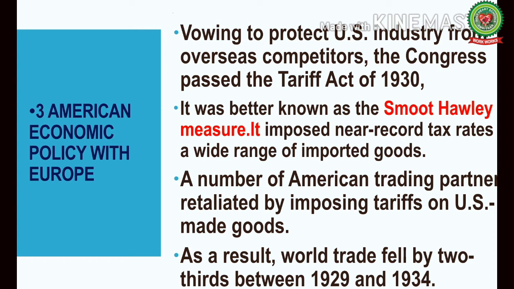There were many US investors who had business partners in other parts of the country. They protested this measure of the American government. As a result, world trade fell by two-thirds between 1929 and 1934.